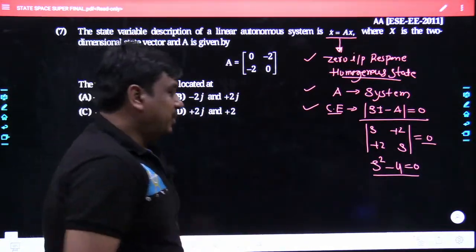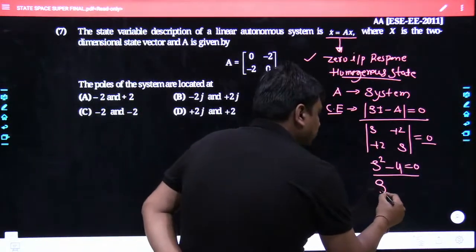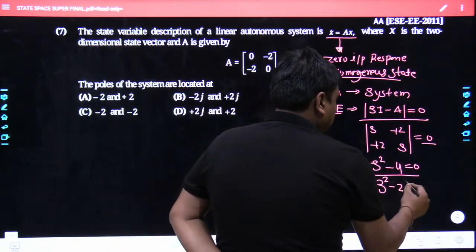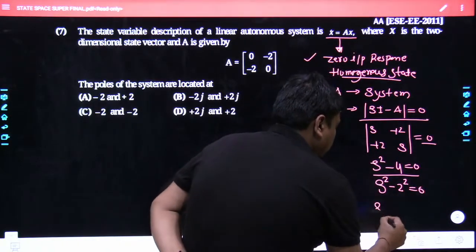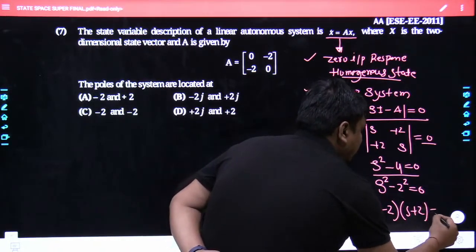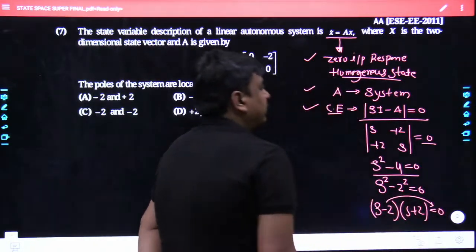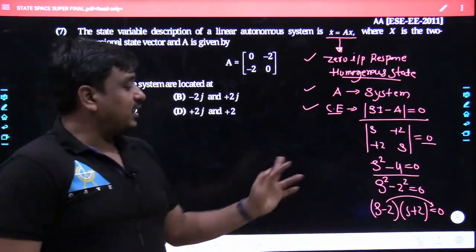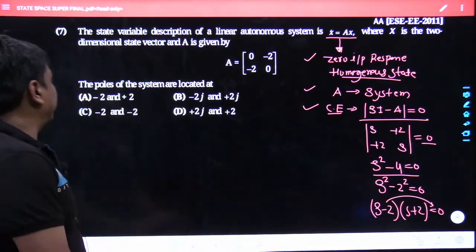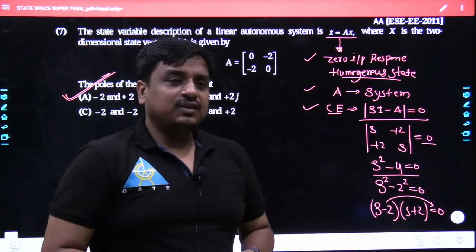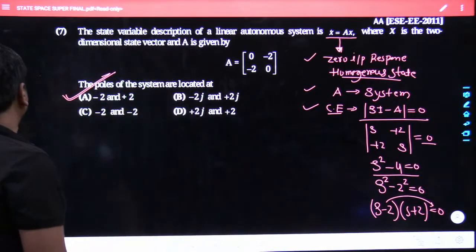So obviously it can be written as s square minus 2 to the power of minus 2 equals 0. In terms of factors, it can be written as (s minus 2)(s plus 2) equals 0. Once I compare the first factor with 0, I would get the root s equals minus 2. And if I compare the second factor with 0, I would get the root s equals 2. So the most appropriate answer is going to be option A. In the same sequence, let me take the next question.